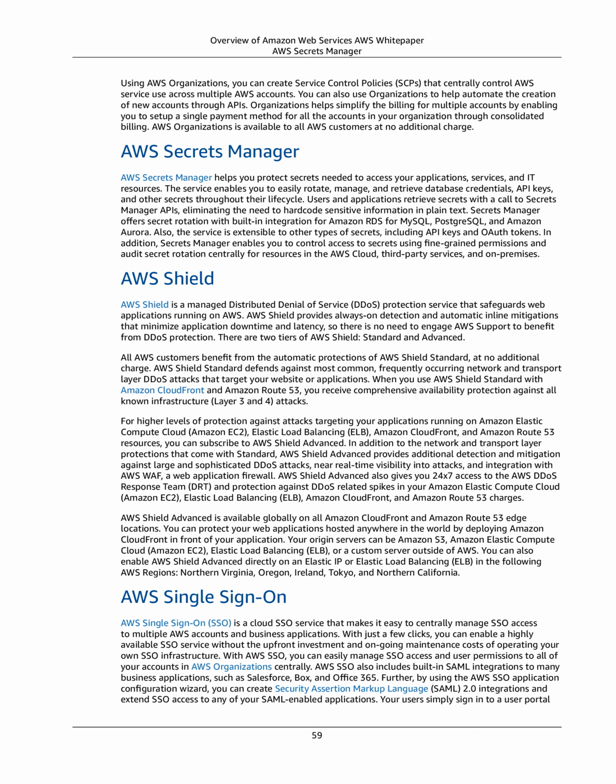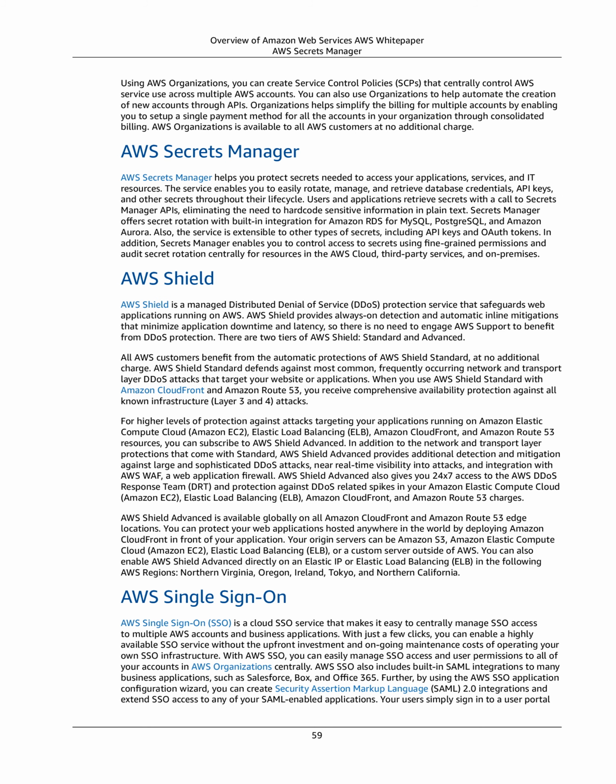AWS Shield Standard defends against most common, frequently occurring network and transport layer DDoS attacks that target your website or applications. When you use AWS Shield Standard with Amazon CloudFront and Amazon Route 53, you receive comprehensive availability protection against all known infrastructure, Layer 3 and 4, attacks.